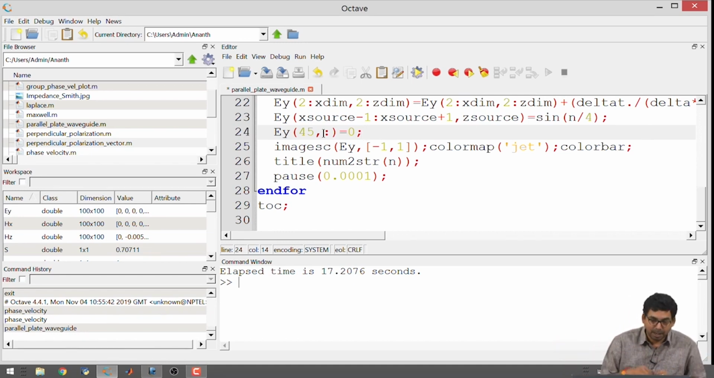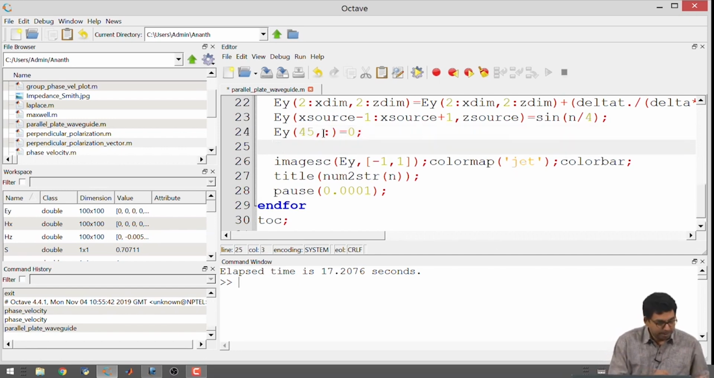Now, I want to place another line. So, I will place it symmetrically on the other side. So, I will just make it 55 comma colon and I will make that equal to 0.